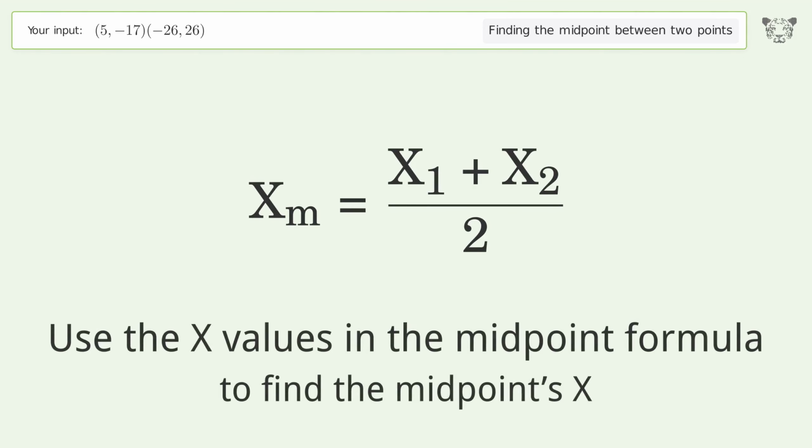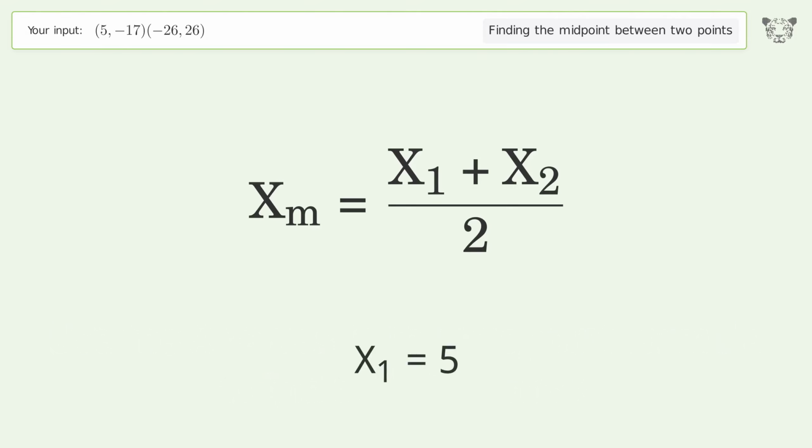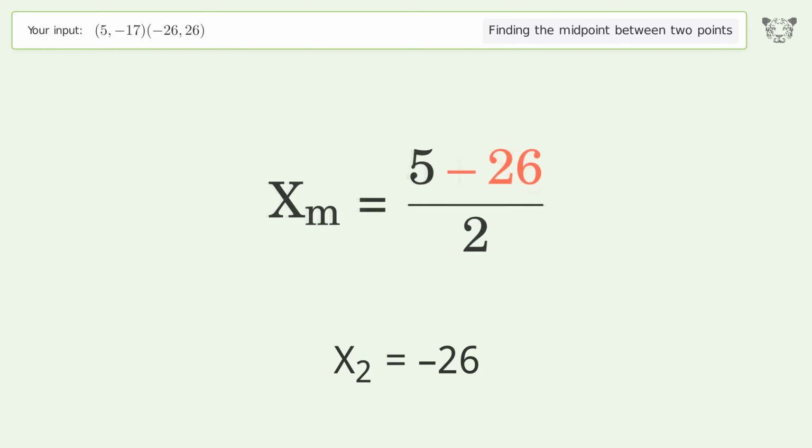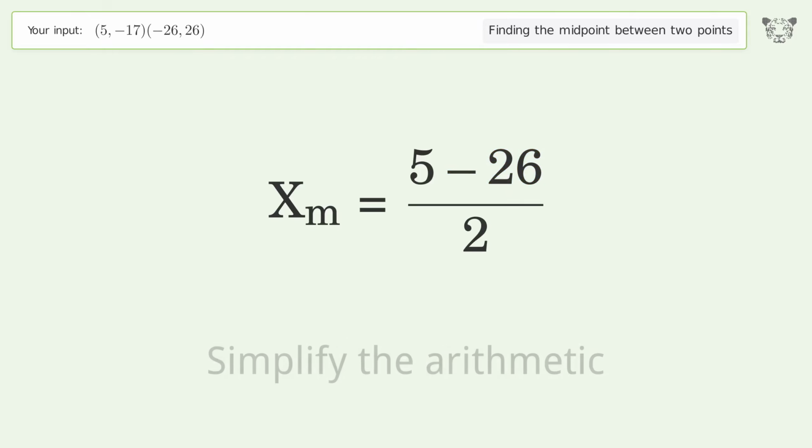Use the x values in the midpoint formula to find the midpoint's x. x1 equals 5. x2 equals negative 26. Simplify the arithmetic.